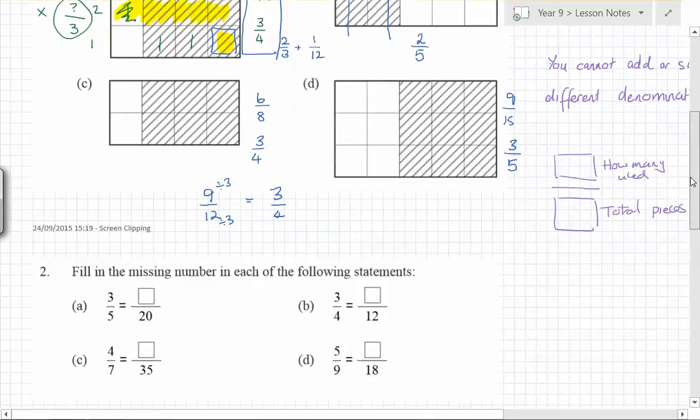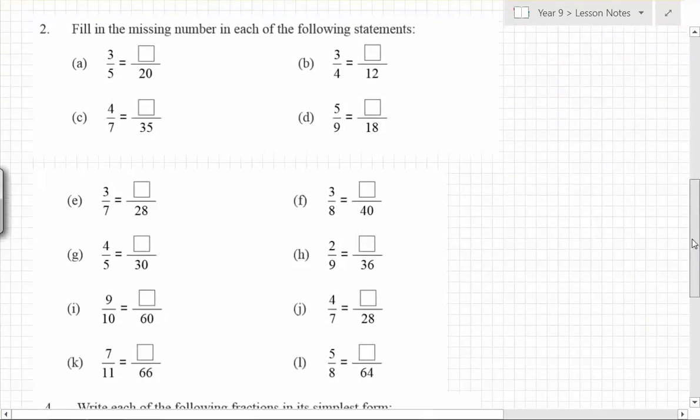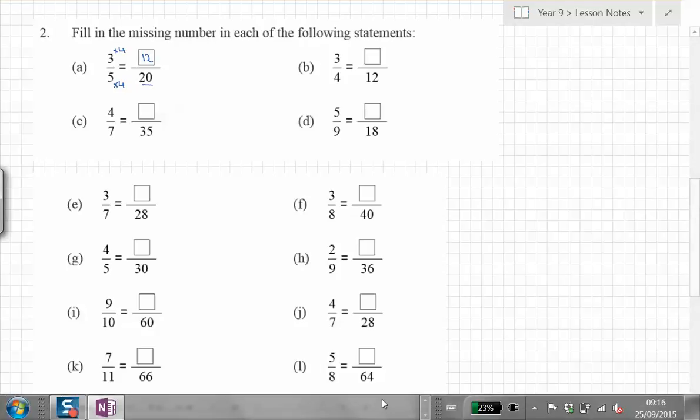So if we have a look at this next set of questions, fill in these. What we have to do is we know they're the same, so we have to figure out what's been multiplied. So Sophie, this one. What's it been multiplied by? 4. So that was multiplied by 4 to get 12, so you have to do the same to the top. 4 times 3 is 12. Make sense? Go for it.